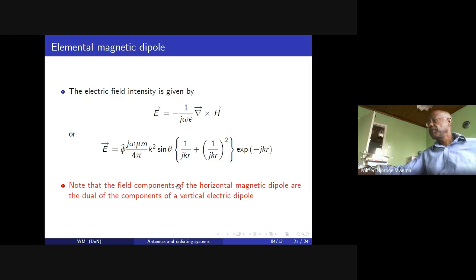So we can say the following. We note that the field components of the horizontal magnetic dipole, horizontal in the sense that we have defined our current element to lie in the xy plane, which is the horizontal plane in our connotation, are the duals of the components of a vertical electric dipole. That is, if we have an electric dipole oriented in the z direction, and a magnetic dipole lying in the xy plane, the components of one antenna will be the components of the other, just by manipulating the multiplying factors. And the multiplying factors are of course these values that we have here.